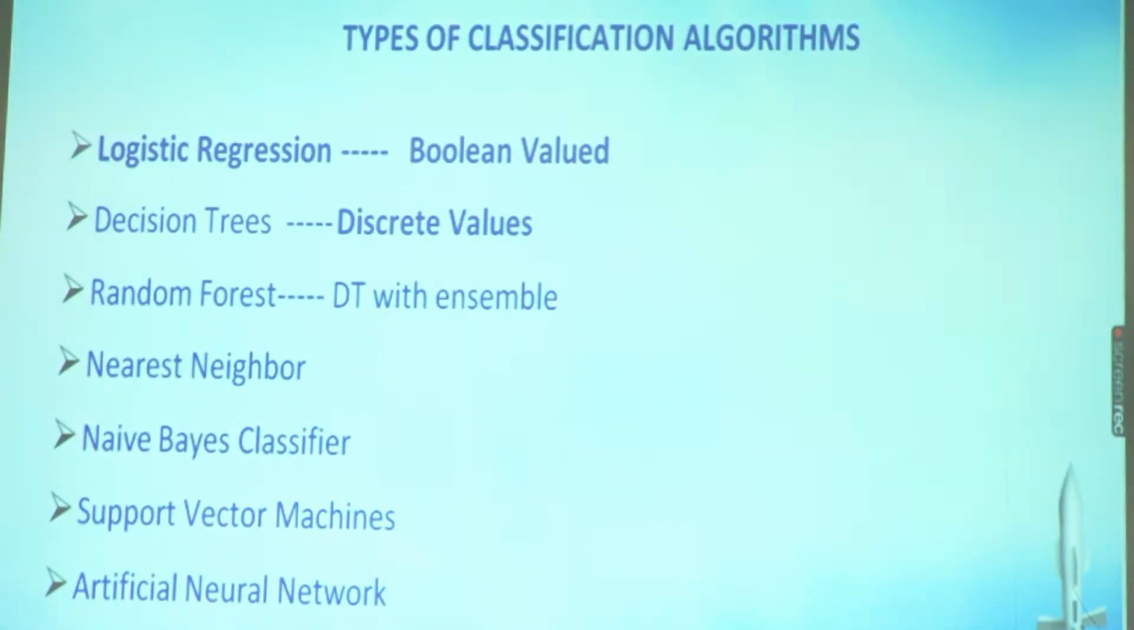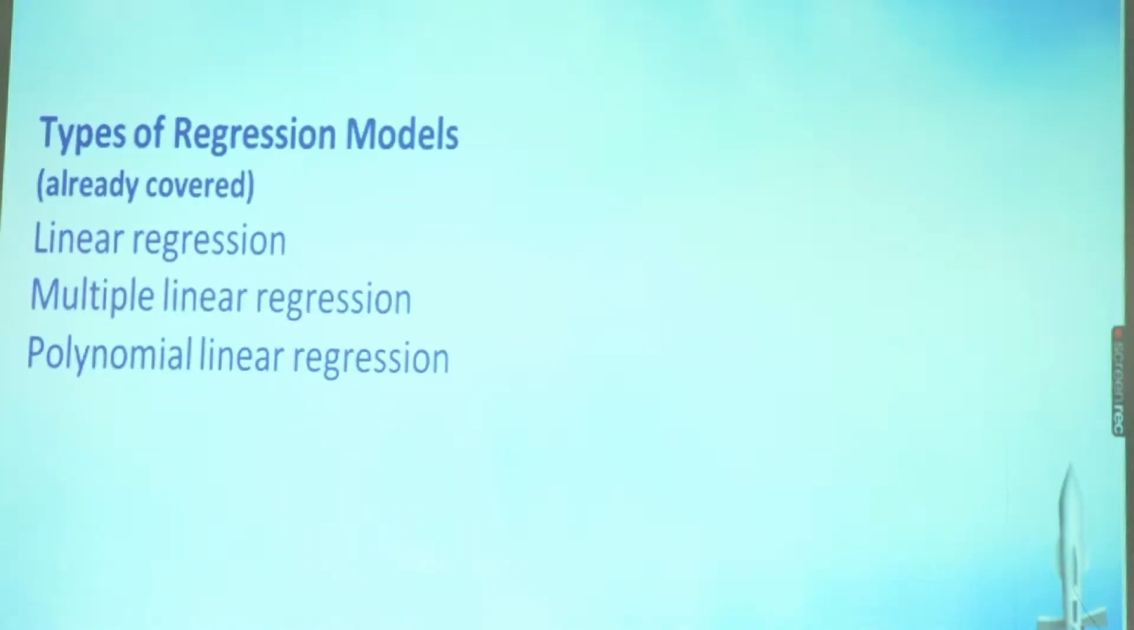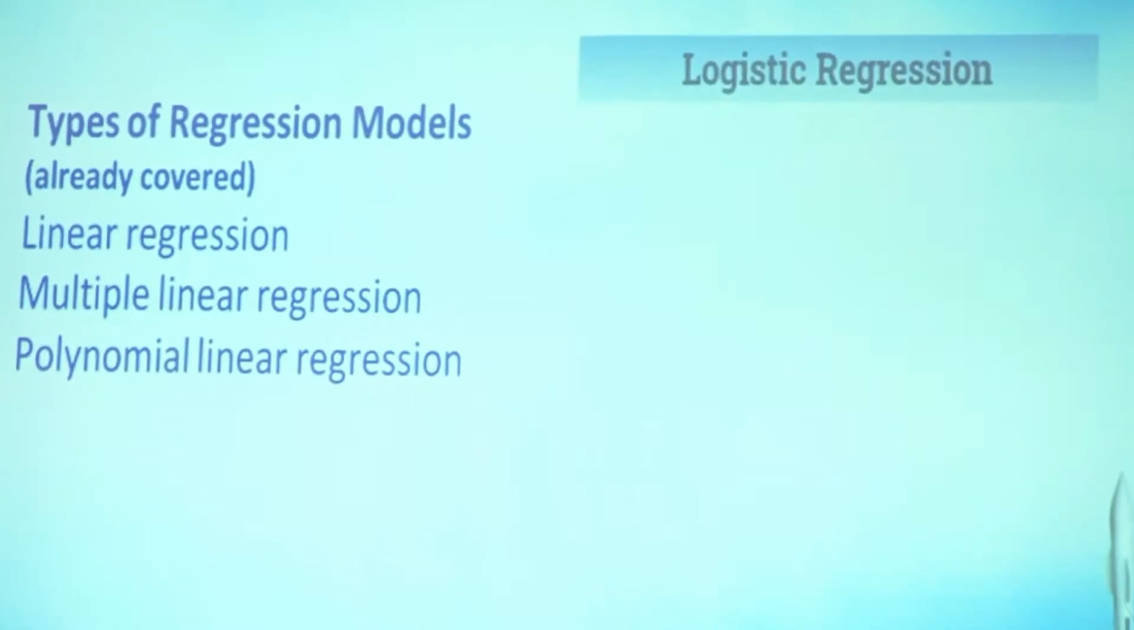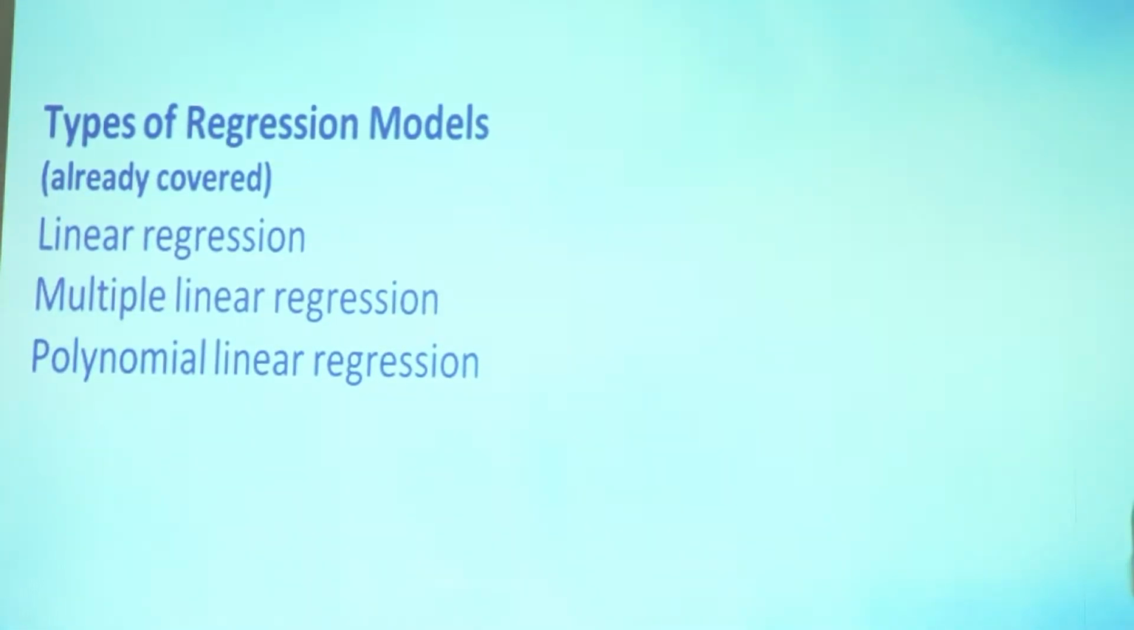Logistic, normally we go for Boolean value. Classification. How many types of regressions are there? There are three types of regressions. One is called linear regression. One is called multiple regression. One is called polynomial regression.